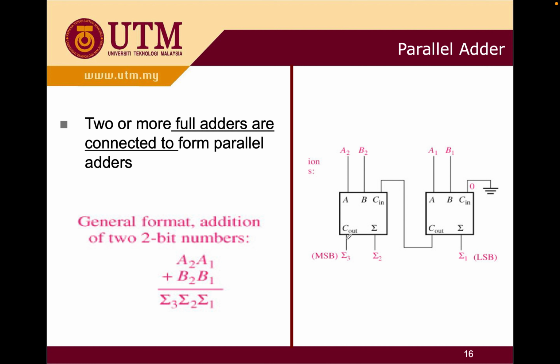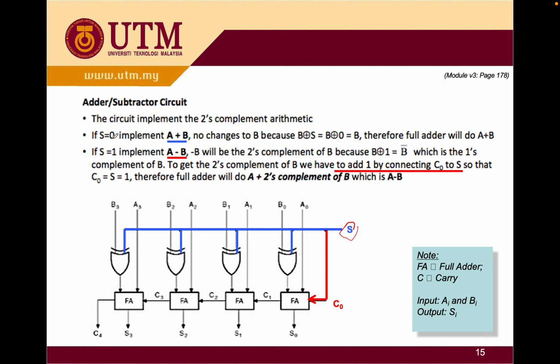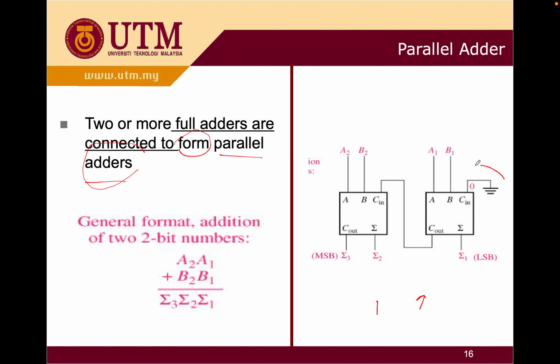Okay, so here is an example of a parallel adder. You can see here you have a combination of two full adders. Two or more full adders are connected to form a parallel adder. So this will be your parallel adder. You can see here S equals 0, but it depends. Sometimes this one can be 1, and for this parallel adder it is a 0.